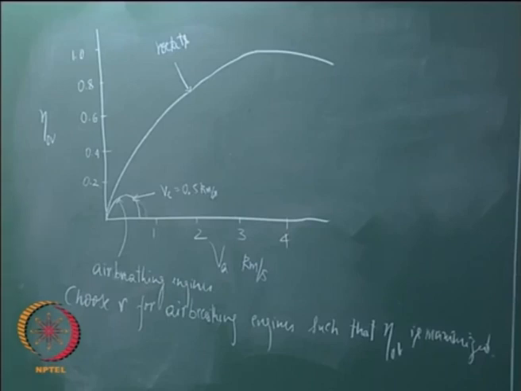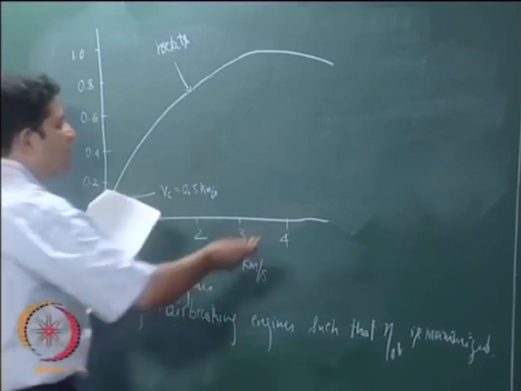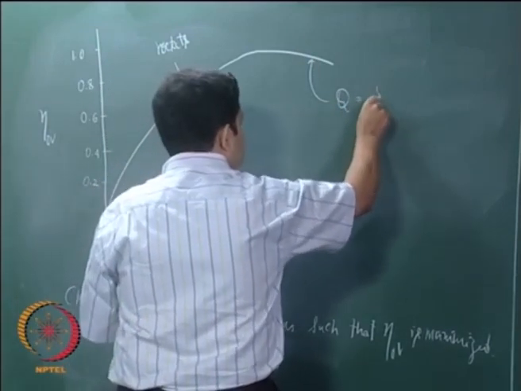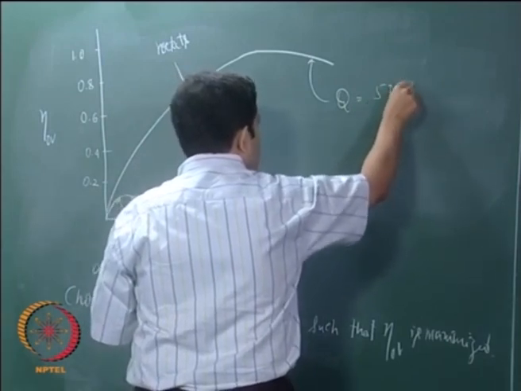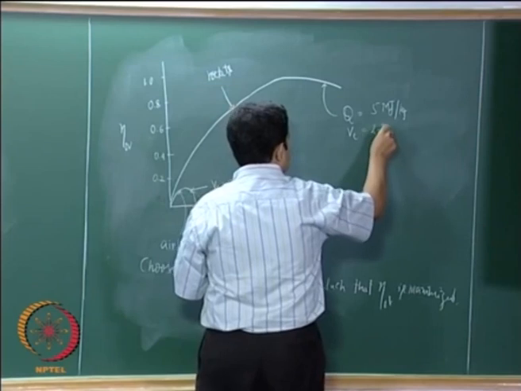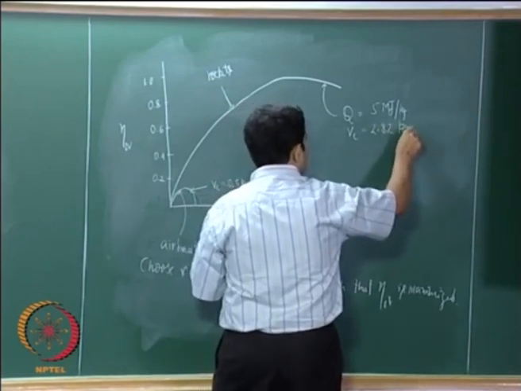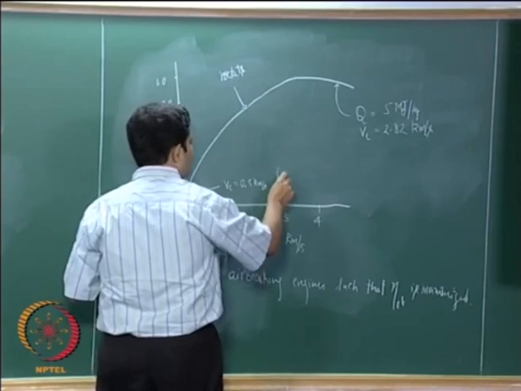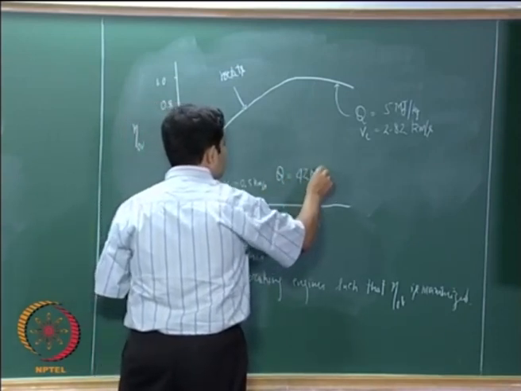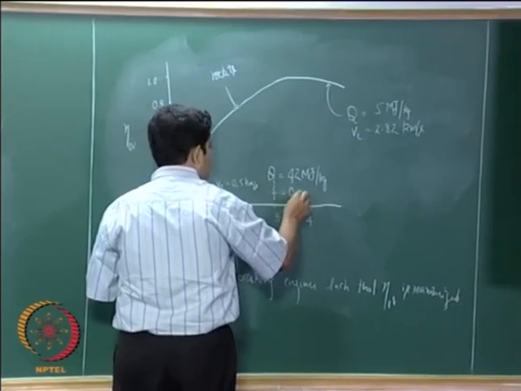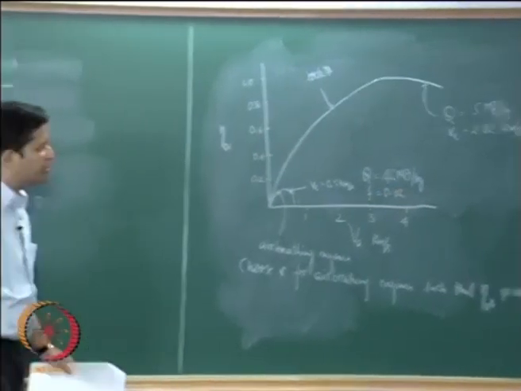Fine. Now, if you see this graph, I have to say what kind of fuel and other things. Q is equal to 5 megajoules per kg. VE is 2.82 kilometers per second. And here for air breathing, the fuel air ratio F is somewhere around 0.02. Okay.